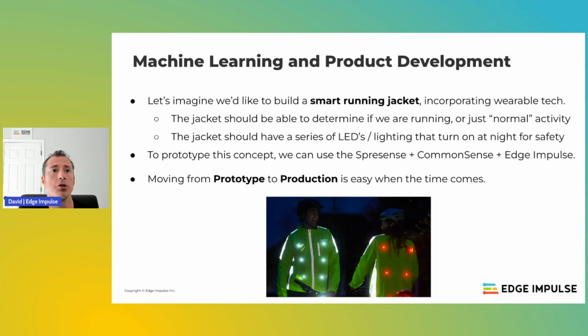The jacket should have two product requirements. It should be able to determine if we're running or just differentiate from normal activity. And it should have a series of LEDs or lighting that turn on at night for safety reasons. To prototype this concept, we can use the Spresense, CommonSense add-on board, and the Edge Impulse platform. And then moving from prototype to production is easy when the time comes. Let's get started.